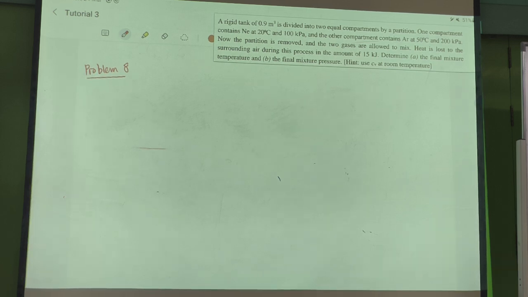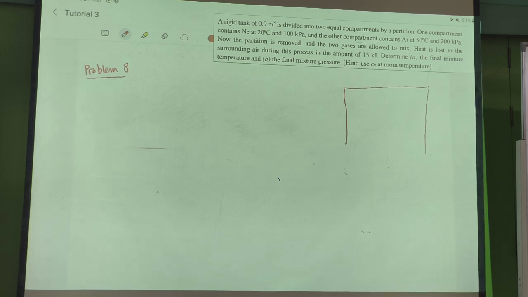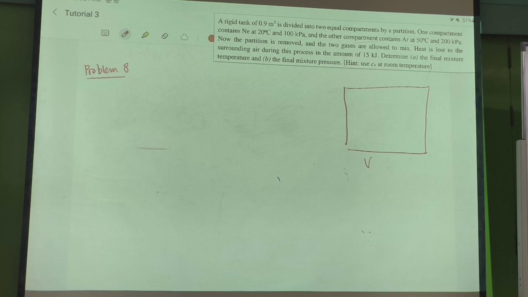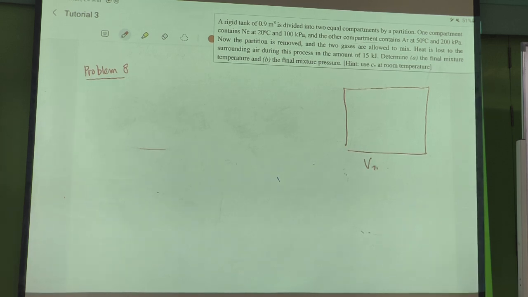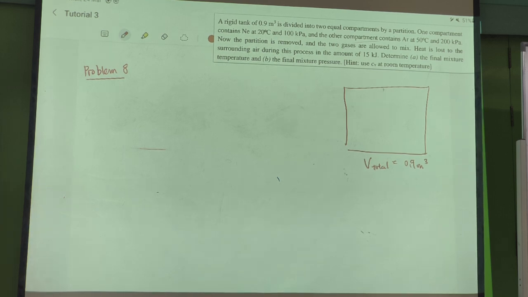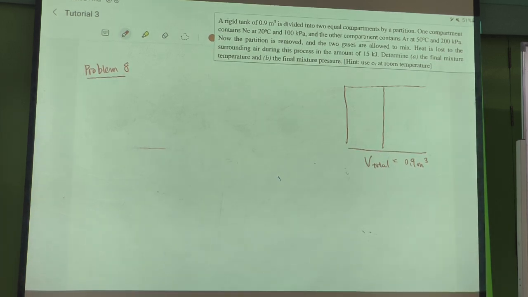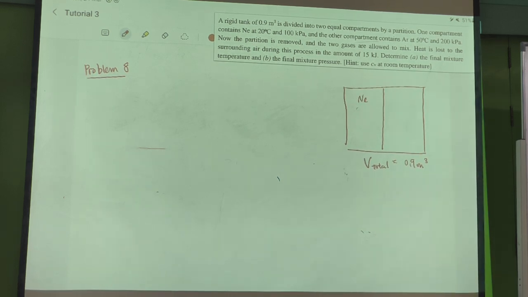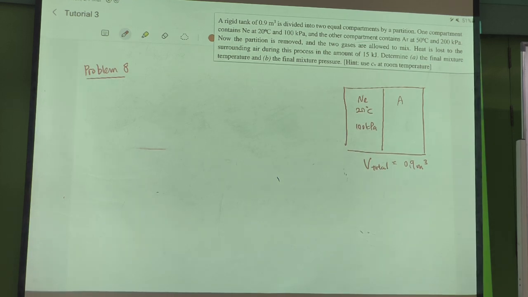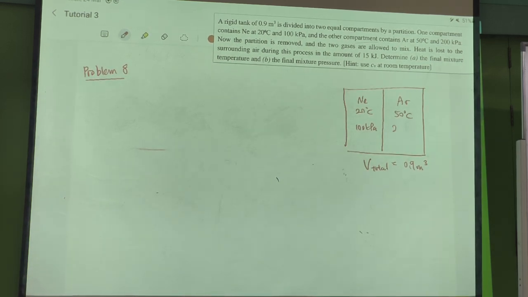So you have a rigid tank. Once again, a rigid tank. The total volume here is 0.9 meter cube. It is divided into two equal compartments, divided right in the middle by a partition. One compartment contains neon at 20 degrees Celsius, 100 kilopascal. The other one, argon, 50 degrees Celsius, 200 kilopascal.